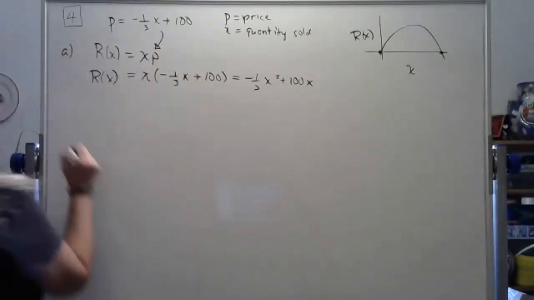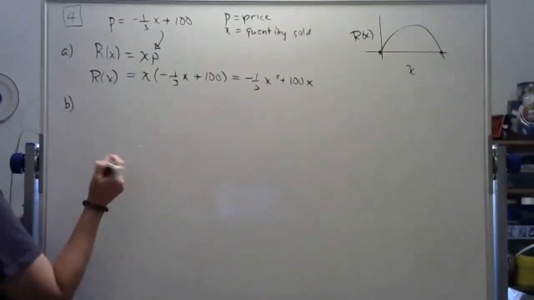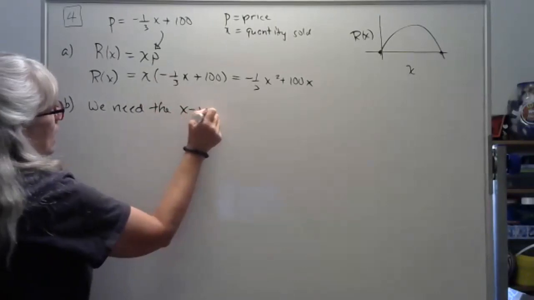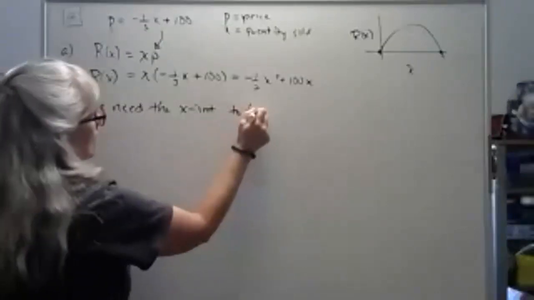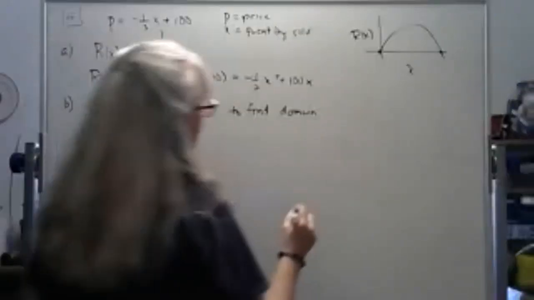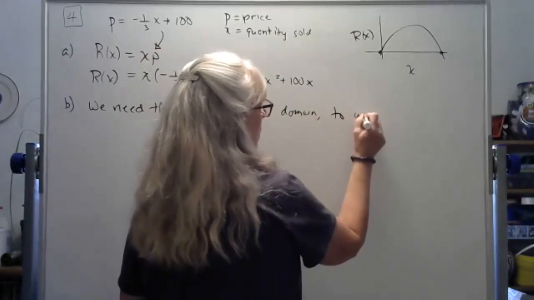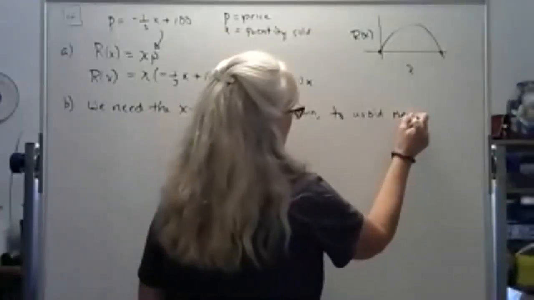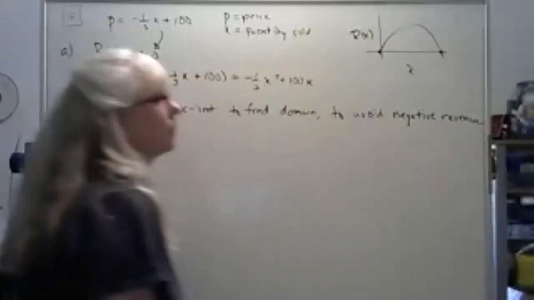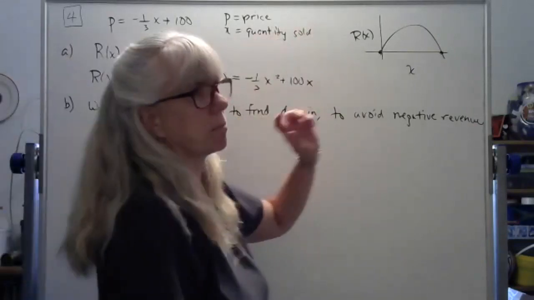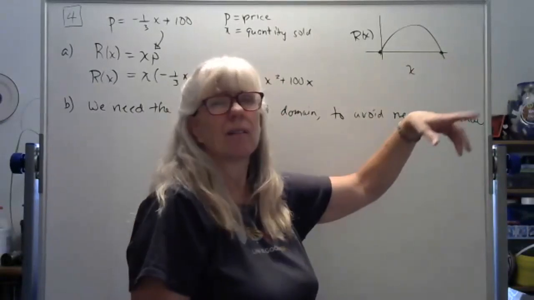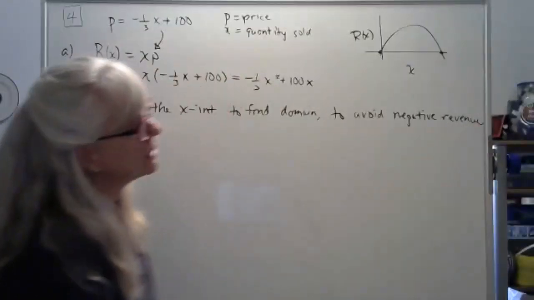So for part B, to find the domain, and that's only on this quadratic, right? We need the x-intercepts to find the domain. And that's again because you don't want negative revenue. That's to avoid negative revenue. It is kind of goofy if you think about this from a business point of view, that at some point when you're selling more and more of that quantity, you would end up with a negative revenue, but that's the nature of the beast.